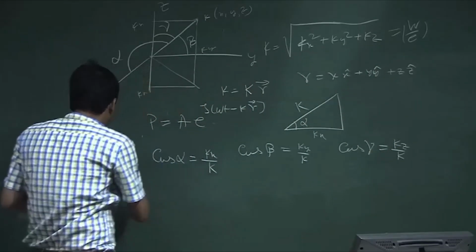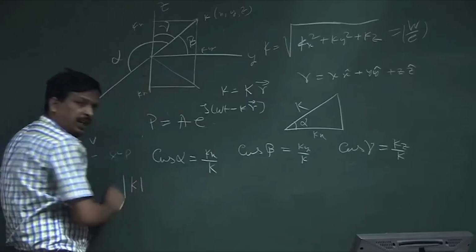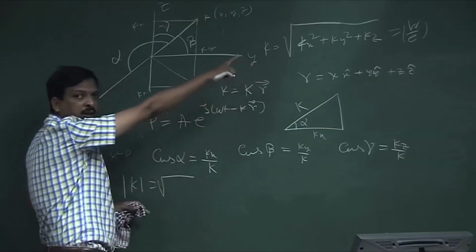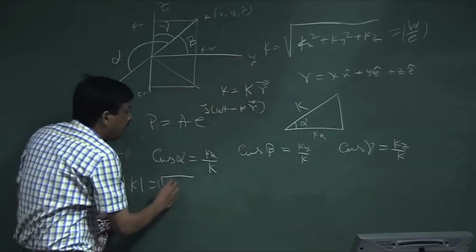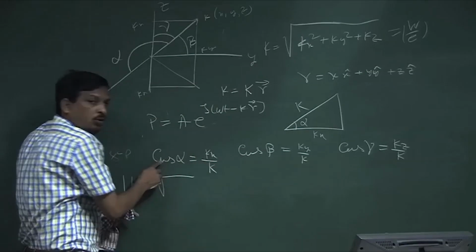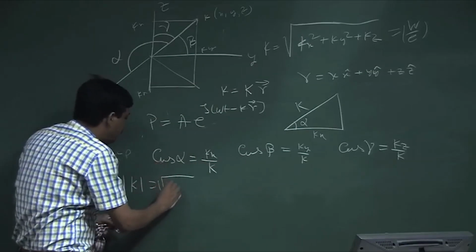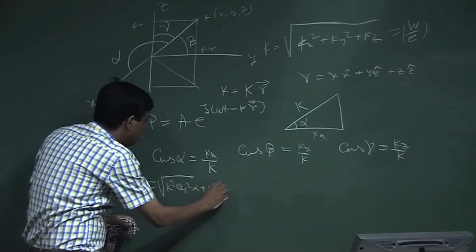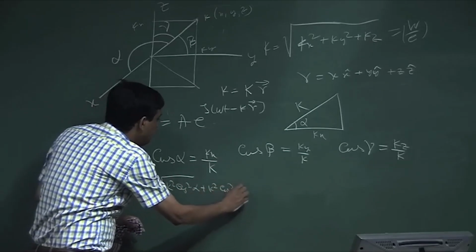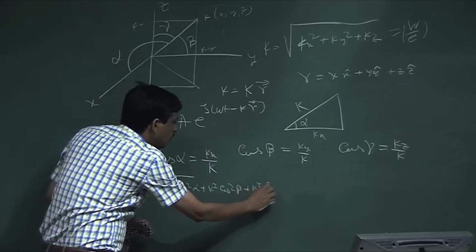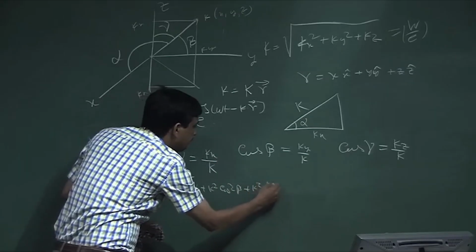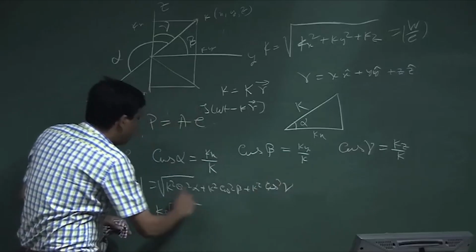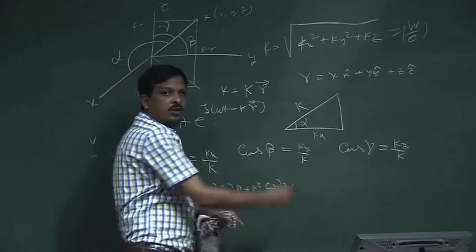So, I can write mod k is the amplitude. So, it is nothing but root over of kx square plus ky square plus kz square. So it is k square cos square alpha plus k square cos square beta plus k square cos square gamma. Okay, so it is nothing but k into root over of cos square alpha plus cos square beta plus cos square gamma.